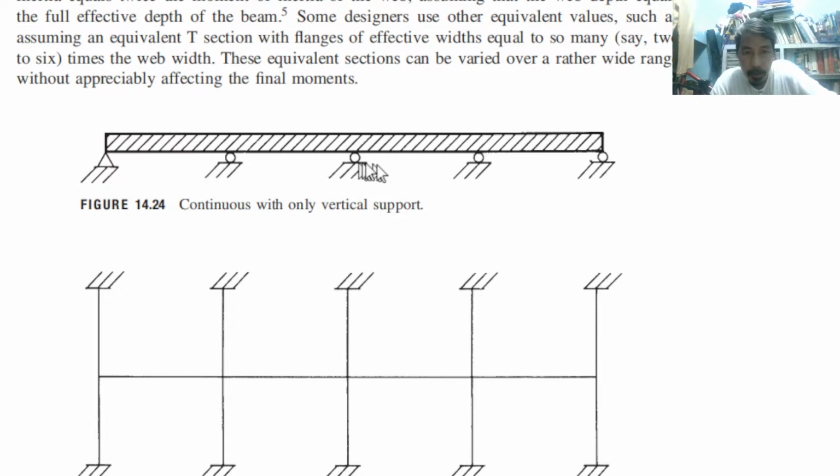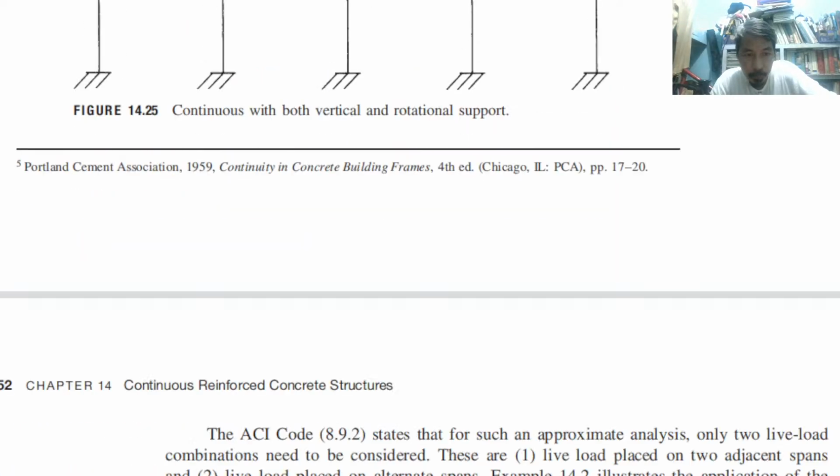Okay, pin support, and then another pin support. 1, 2, 3, 4. So 4 span. So like this one. This is the vertical and rotational support.